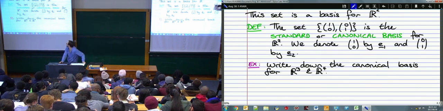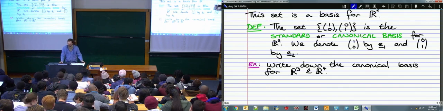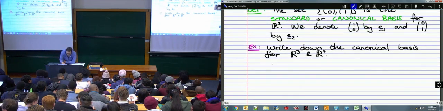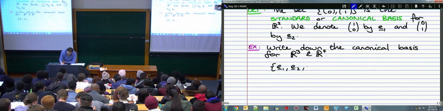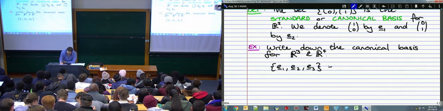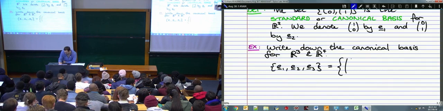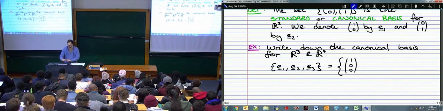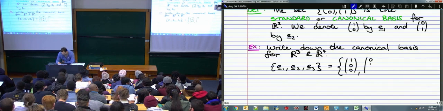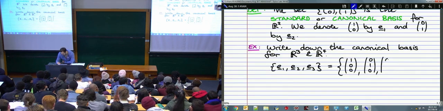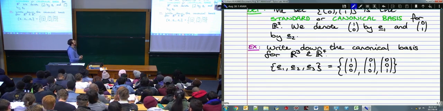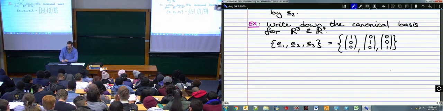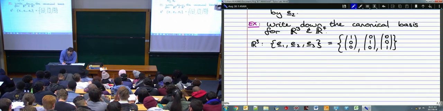Okay, there's no reason for us to take particularly long to do this. So the canonical basis for R3 would be something like this. Let me write it down like this first. You would just write down E1, E2, E3. And that would just be 1, 0, 0. That would be our E1, 0, 1, 0, 0, 0, 1. Okay, so that's the canonical basis for R3, and R4.